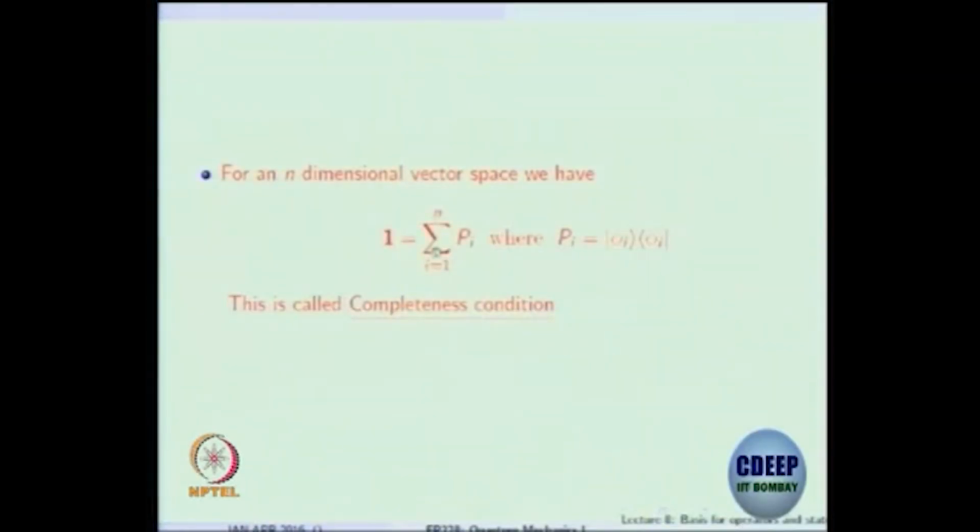You have to have one more, then this is not a complete basis set. For a 3-dimensional R3, I have to give you I cap, J cap and K cap. If I just give you I cap and J cap, it's not complete. You all agree? So this condition which we write, this condition that the sum of all the projection operators of a given basis set being identity is what is called the completeness condition.